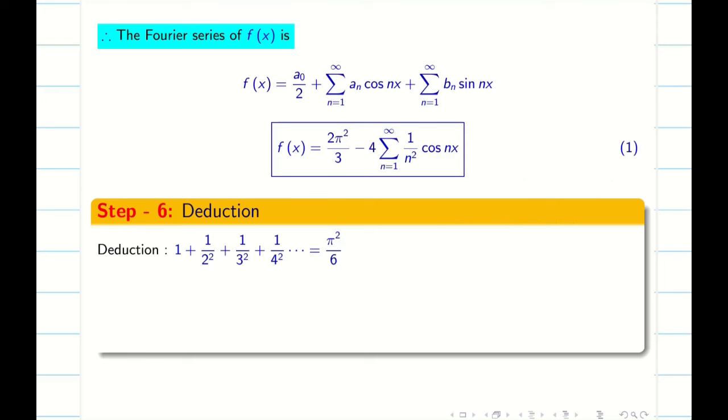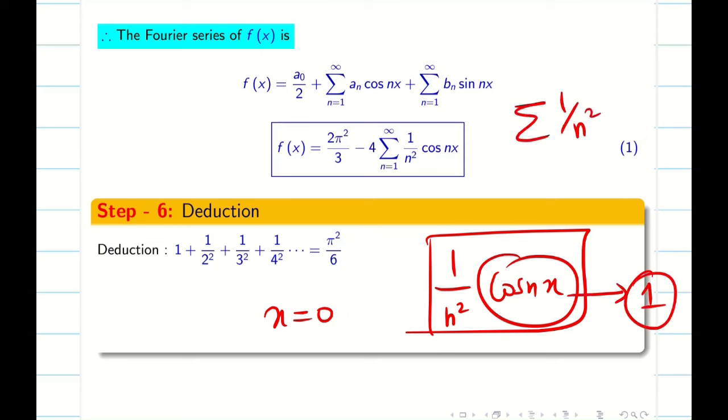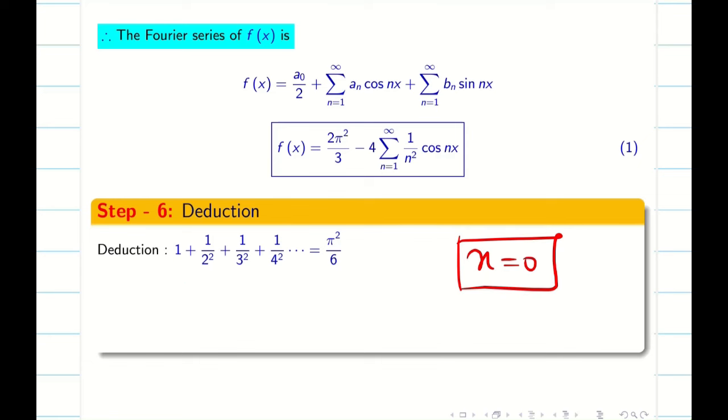For this I need to choose a point for x. 1 by n square cos nx. If I put x equal to 0, then cos nx will become 1. I can get only summation 1 by n square. If I put n equal to 1 to infinity, I'll be getting the LHS very easily, which is helpful for my deduction. X equal to 0 is the comfortable point for me to get the deduction LHS.